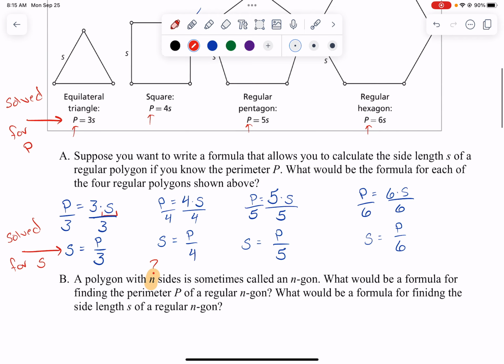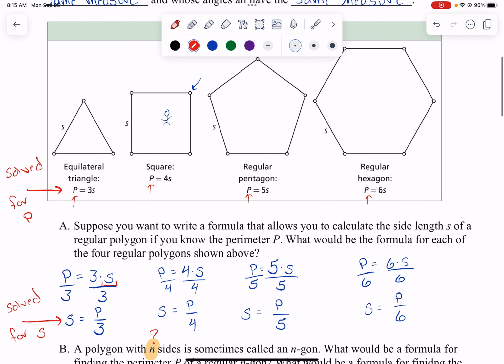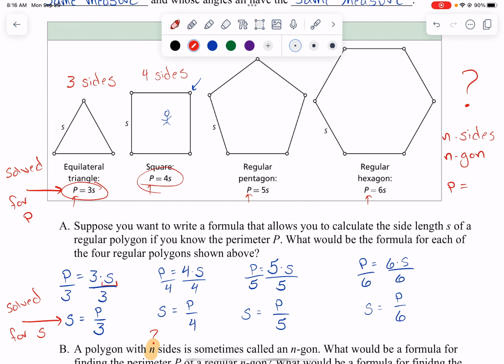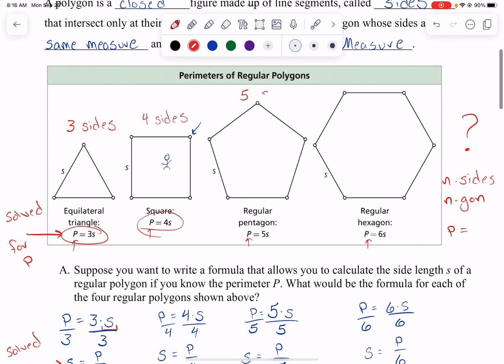We want to have some hypothetical shape over here that's got n sides, so we call it an n-gon. We want to know what the perimeter equation is. Well, this one had 3 sides, and my equation was P equals 3S. This one has 4 sides, and my equation was P equals 4 times S. This one had 5 sides, P equals 5 times S.